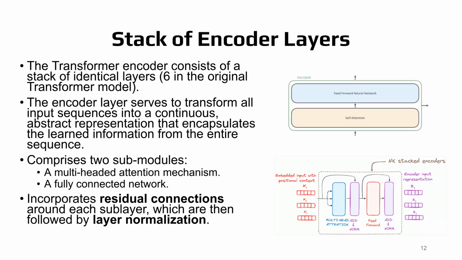The encoder stacks multiple identical layers, 6 in the original transformer. Each encoder layer has two main components, multi-head attention and a feed-forward network. Both components are wrapped with residual connections and layer normalization. This helps with gradient flow during training and enables us to stack many layers without degradation. As data flows through these layers, the representations become increasingly refined and context-aware.